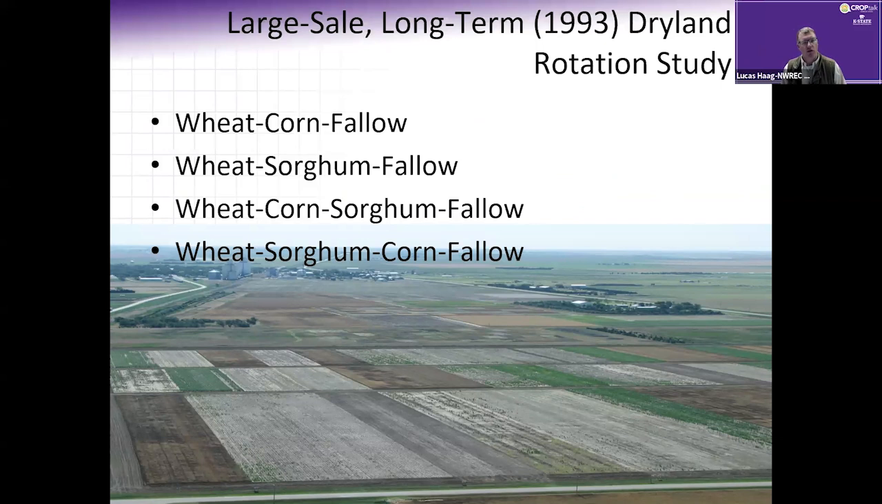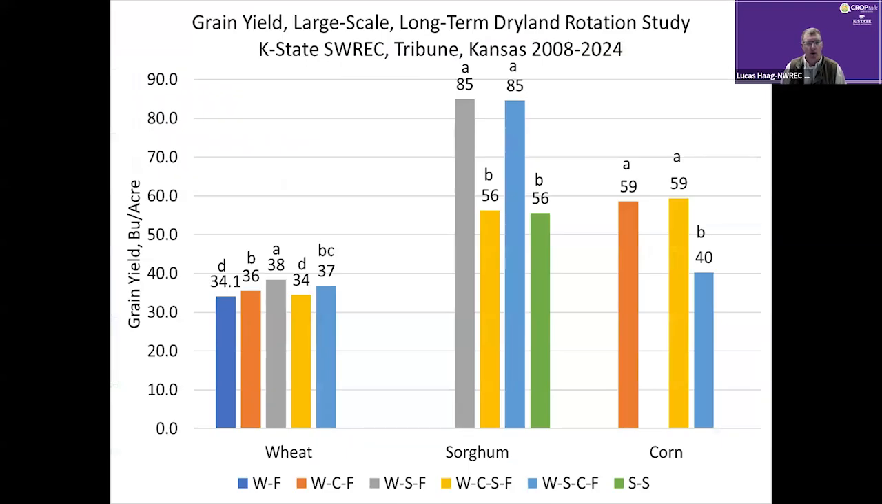We also got wheat, corn, sorghum, fallow; wheat, sorghum, corn, fallow; wheat, sorghum, fallow; wheat, corn, fallow in this large scale long-term study that started in 1993. We'll look at those yields here right quick. In general, we don't see that big of a difference in our wheat yields. Our highest wheat yields come out of the wheat, sorghum, fallow rotation, followed by wheat, sorghum, corn, fallow.